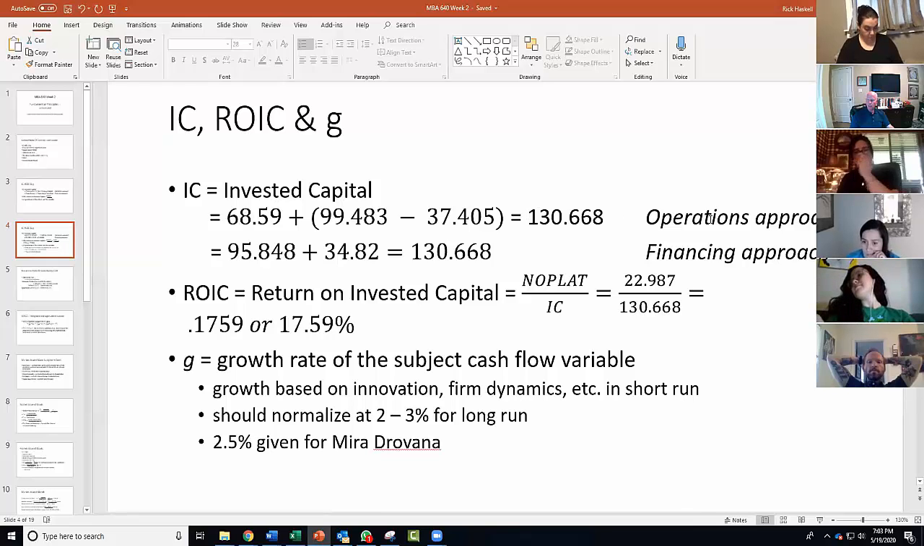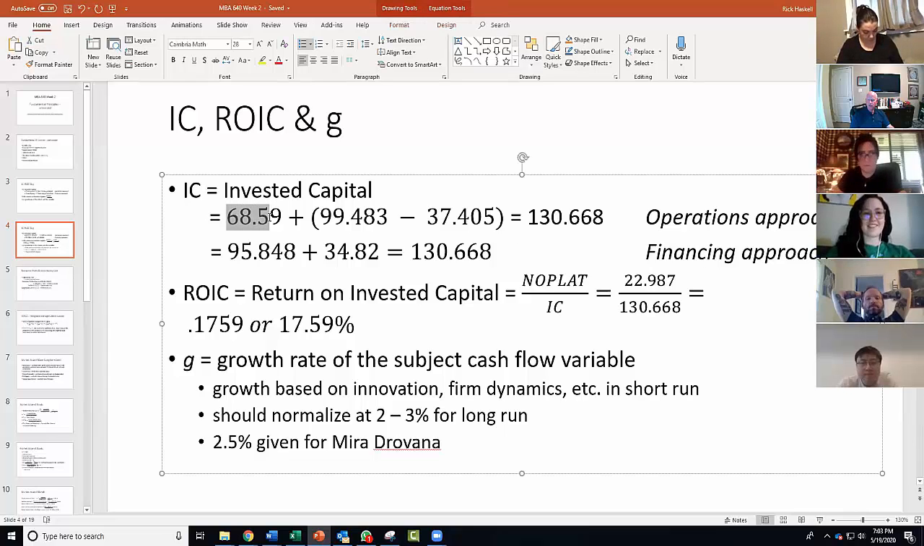But here I'm simply looking at Mira Giovanna for its updated values for the operations approach and the financing approach. Here, this would have been the fixed asset value. This would have been the current assets, and this would have been the current liabilities. So it would have given me then this 130.668. Down here in the second approach, the financing approach, this would have been the long-term debt, and this would have been the total equity, again, resulting in the same number.